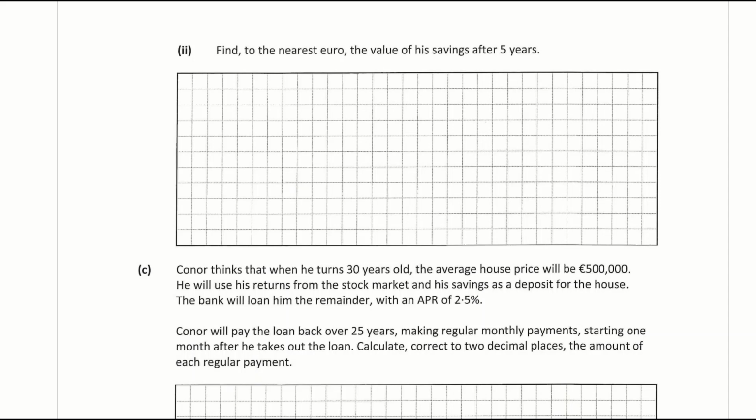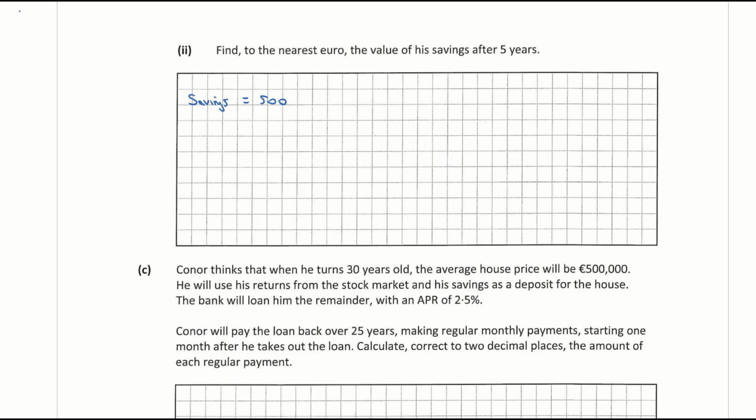So part 2 to that question is asking us to find, to the nearest euro, the value of his savings after 5 years. So we kind of need to go back to the previous page here, part B, part 1. It's telling us that Connor is putting in €500 per month. So we'll just say our savings, and he's putting €500 in at an interest rate of 0.2060, what we've just basically found out.